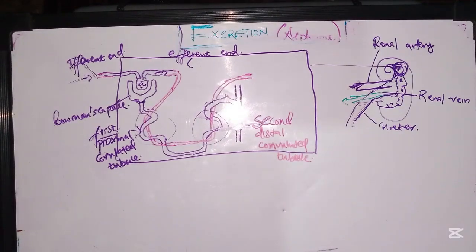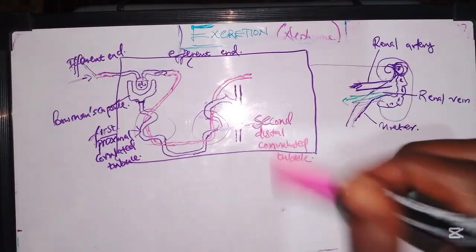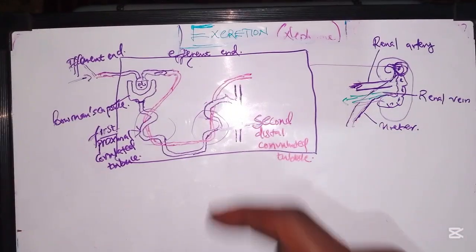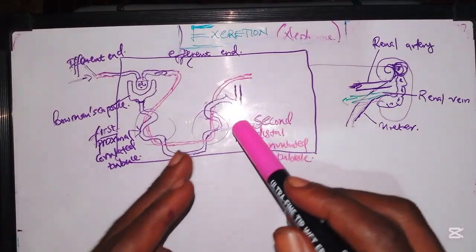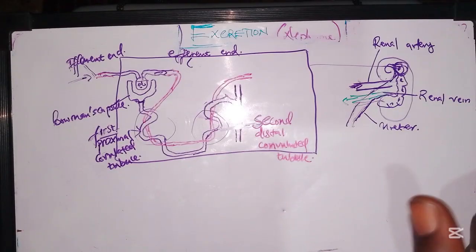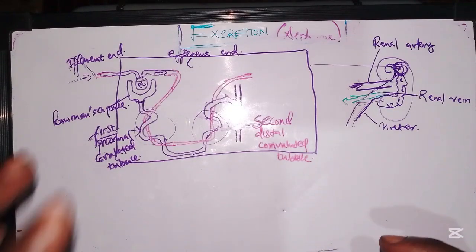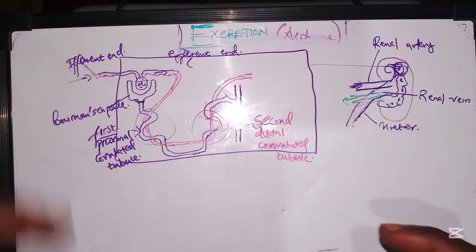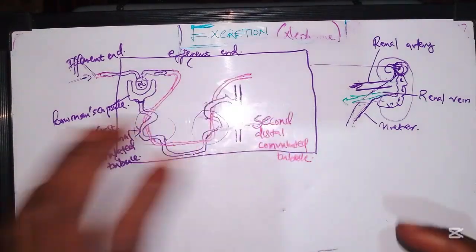So why is it called the second distal but not the second proximal? This is because the word distal means it is far. So it is further away from what? The Bowman's capsule. So that's why it is called distal. Then whenever you hear the word proximal, just remember that it is near. So that's how you name the two structures.